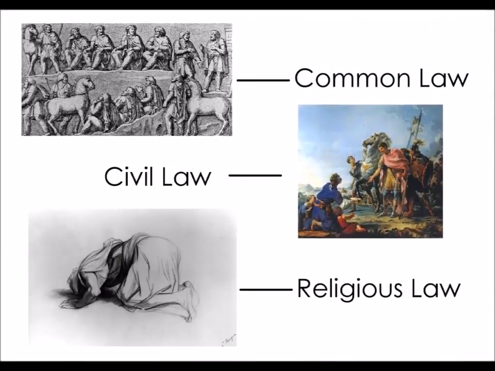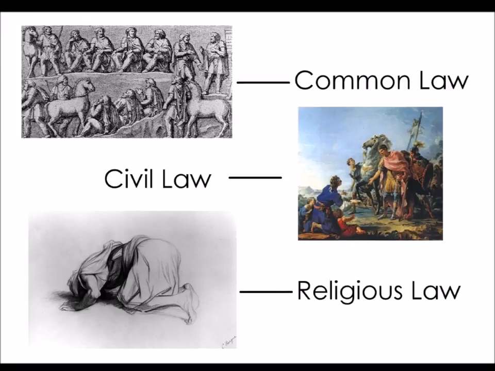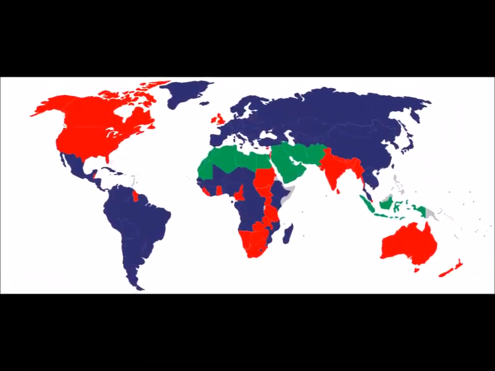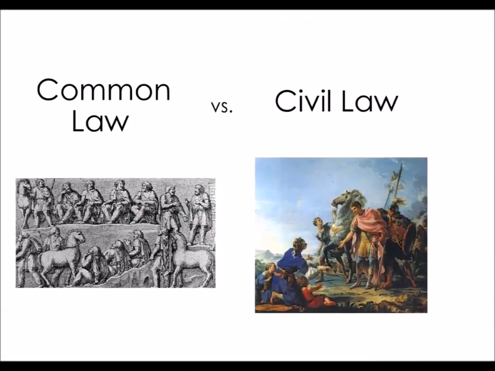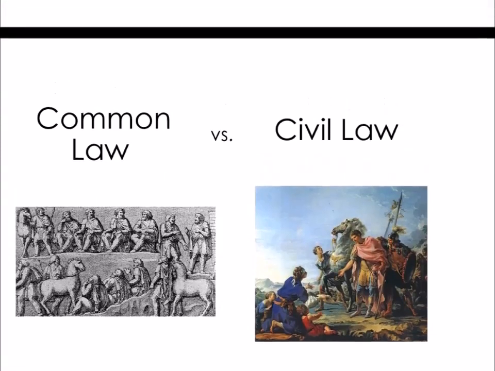Religious law would include systems like Sharia law, a law system used among many Muslim nations. This map of the world shows the nations that use civil law in blue, common law nations in red, and religious law nations in green. Almost none of these countries are pure in their law systems, but these colors represent the legal tendency they base their system on. We're not going to go into religious law in this discussion. What we want to do here is compare and contrast common law and civil law.